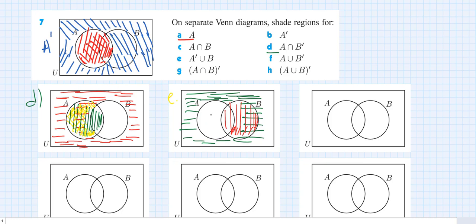The part which is left blank, you do not count it if there are elements here. Only the shaded area, the parts which are colored. Let's do one more. F. A union B complement. Let's color A, and also B complement. Let's choose a different color. B complement is outside of B, so all the parts outside of B.